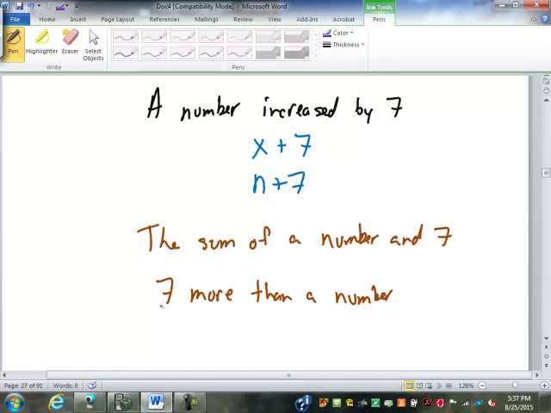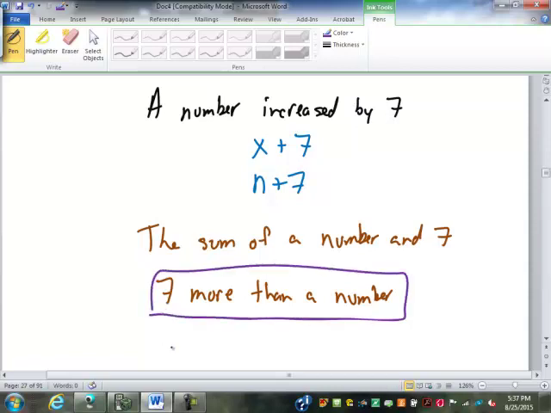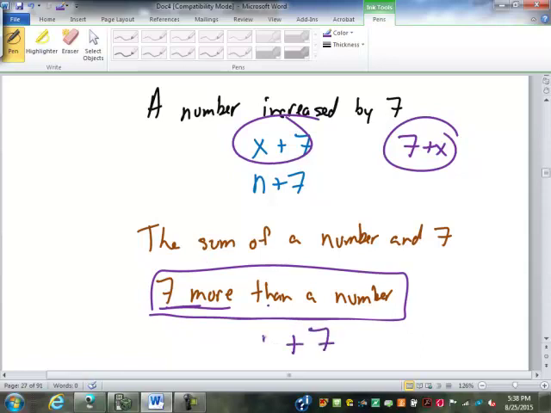I wanted to get to this last one here because it can be a little confusing. 7 more than a number, is that 7 plus x or x plus 7? Well, the short answer is it doesn't matter. When we're adding x plus 7 and 7 plus x mean the same thing. They're going to come out to the same result because when we add, we can change the order of the numbers and we'll get the same result. But technically, if we're looking at the language here, 7 more than a number means 7 is being added to something. So we're adding 7 to that number.